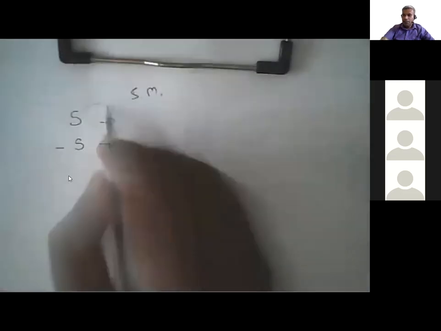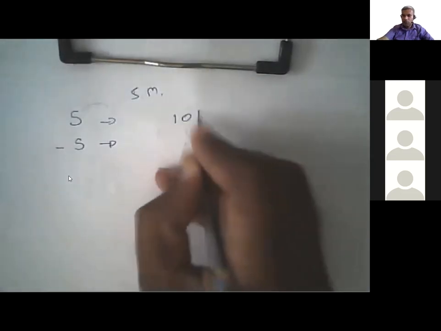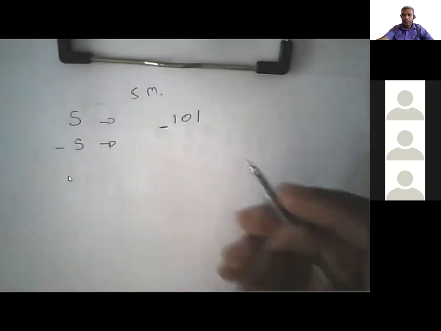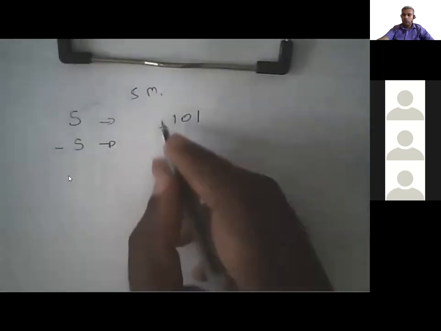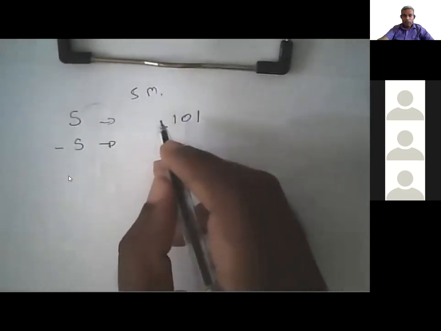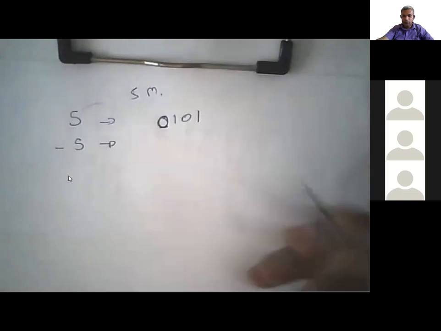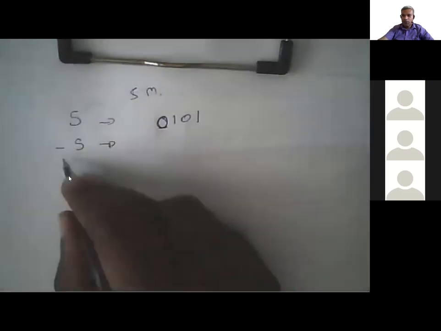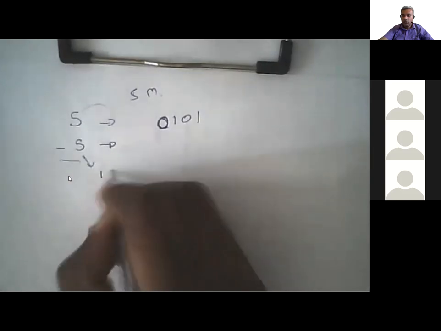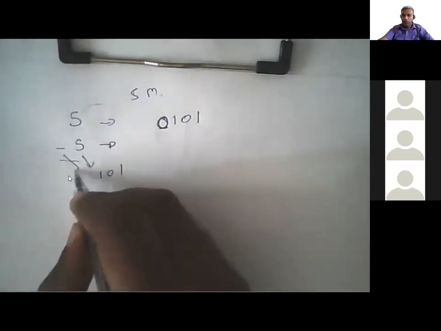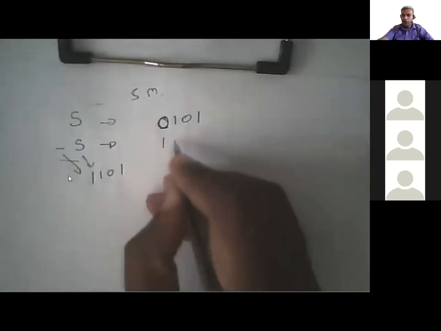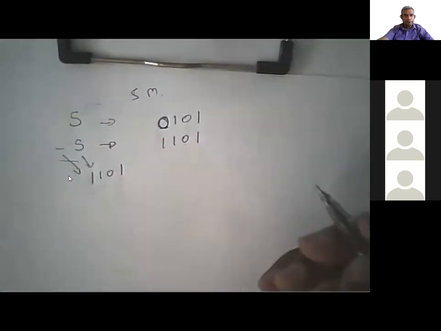So 5 is basically 101. But in the sign and magnitude method, you have to put an extra bit at the front to show the sign. So it's a positive number, you put a 0. Similarly, if you want to represent minus 5, 5 is actually 101, and minus is represented by adding a 1. So minus 5 means 1, 1, 0, 1.